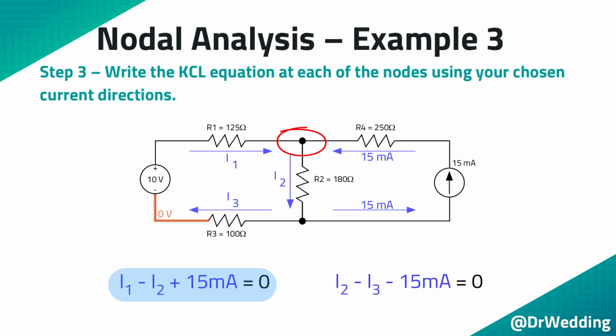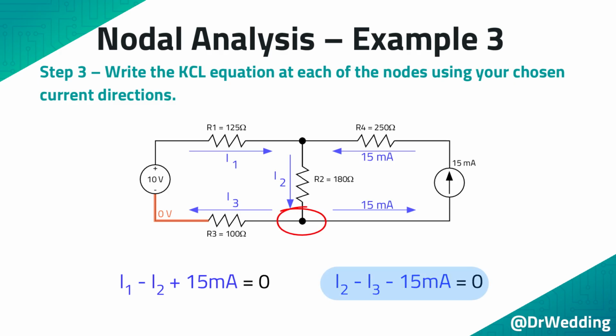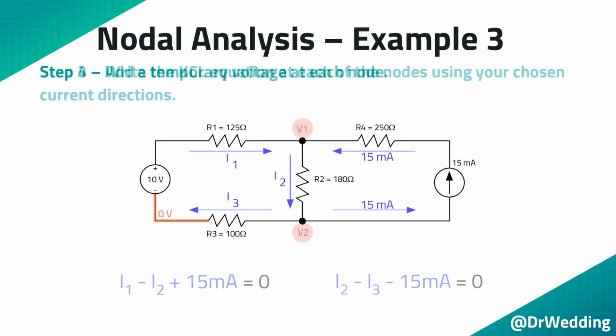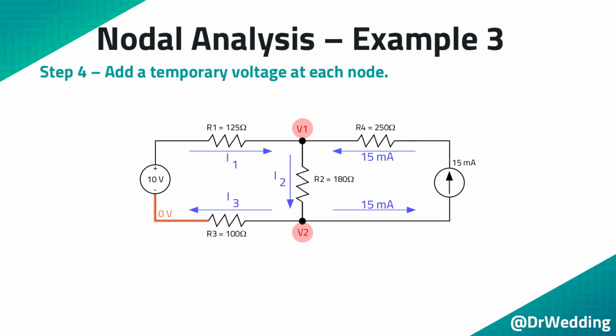Step 3. Write the KCL equation at each of the nodes using your chosen current directions. This is done the same as before, but this time one of the currents in each of the KCL equations is known. So you enter the value instead of a made-up current name. Step 4. Add a temporary voltage at each node. So V1 and V2 were added to the circuit.